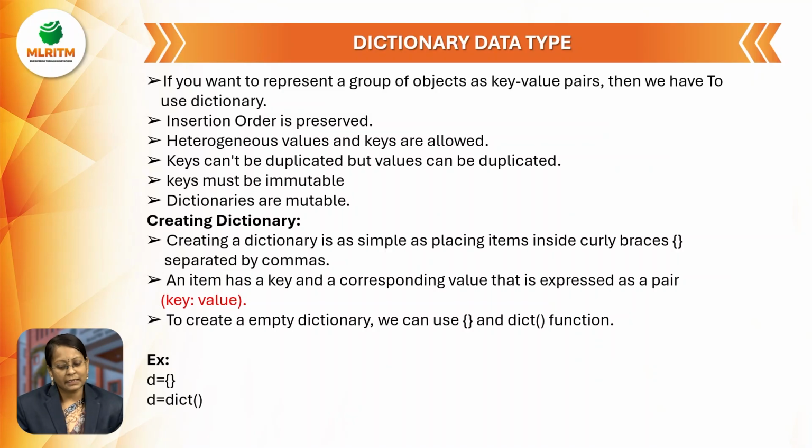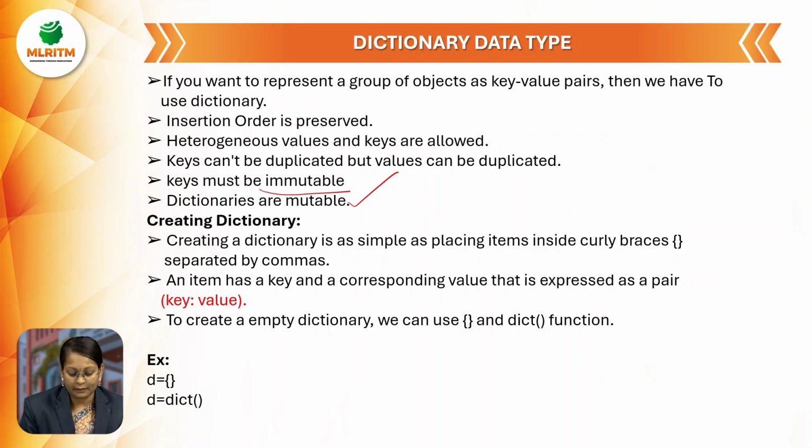In a dictionary, the keys must be immutable. Immutable means the values cannot be changed. Dictionaries are mutable, which means we can insert a key value pair into an already existing dictionary, or we can delete a key value pair from the dictionary. Here, the keys are immutable. That means we are not going to change the key, but we can change the corresponding value.